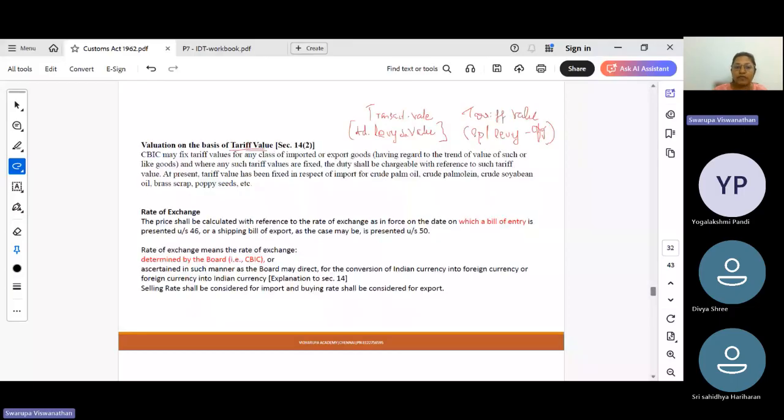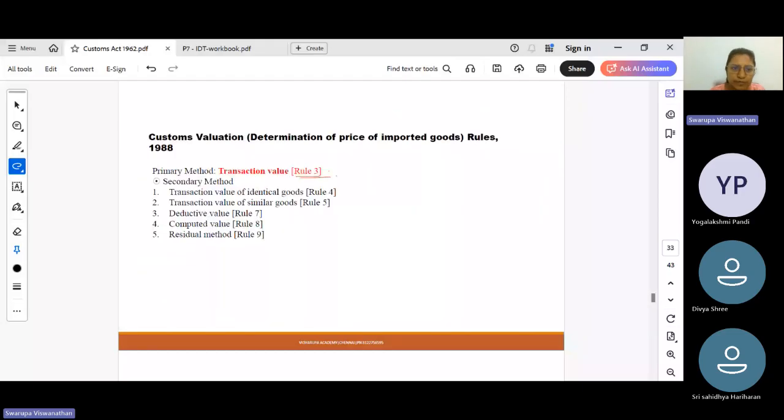Rate of exchange, we will always go with the exchange rate determined by CBIC. Okay, board or CBIC. You might be given bank rate, RBI rate and CBIC rate, three different rates, and you will be asked to choose which rate you have to take for conversion of currency. You have to take the rate determined by CBIC. CBIC is the Central Board of Indirect Taxes and Customs.